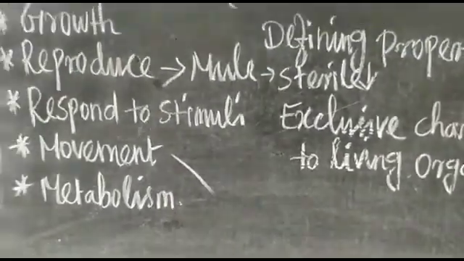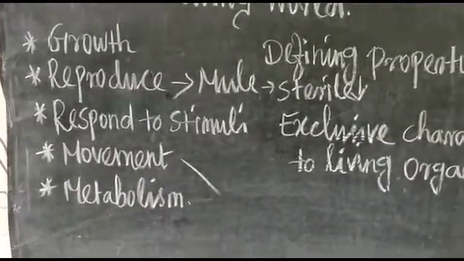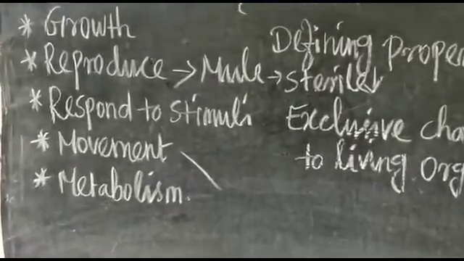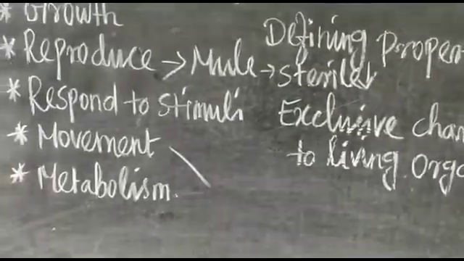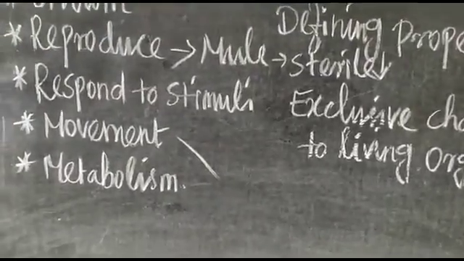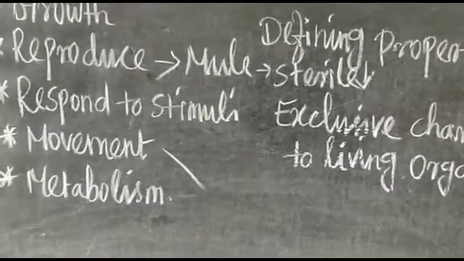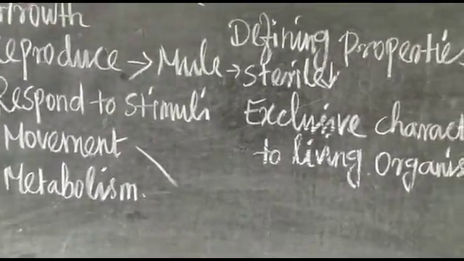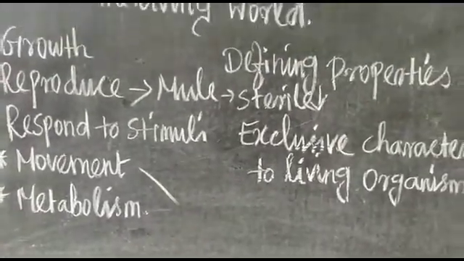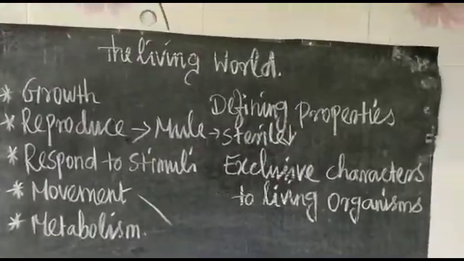So these are the living world. They are categorized into living things and non-living things. The living things have the ability to grow, reproduce, respond to stimuli, move and carry out metabolism. But the non-living things do not have growth, reproduction, response to stimuli, movement and metabolism. That's all.